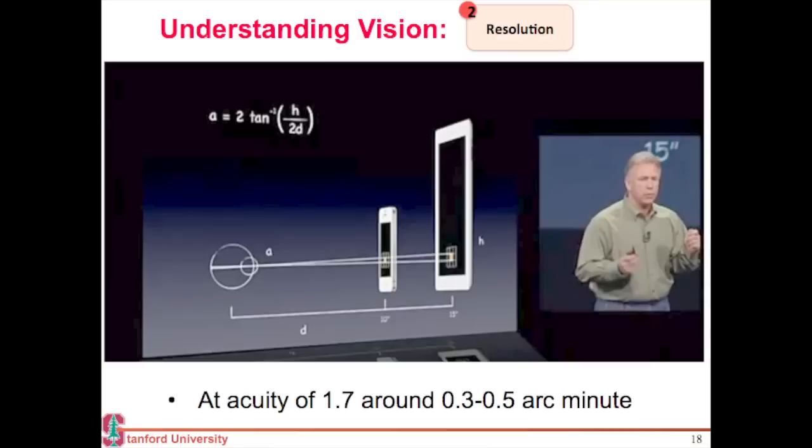The other thing is the resolution that our human eye has. It depends upon the acuity of your pupil, but typically for an acuity of 1.7, our human eye can resolve between 0.3 to 0.5 arc minute. And this is again given by that simple formula: the angle that any feature of height h subtends at a distance d is just twice the tan inverse of h over 2d.